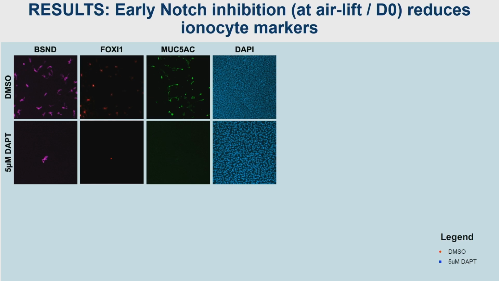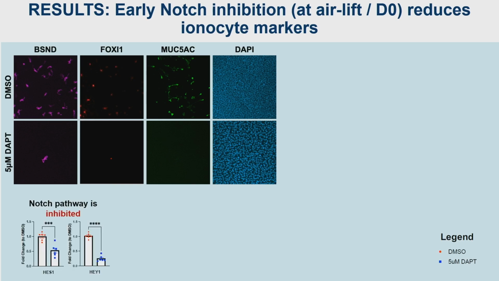Starting with the early inhibition, this is similar to what has been shown in the literature, that if you inhibit Notch signaling at the beginning of a differentiation, you see a reduction in ionocyte markers. So that's the punchline, right? BSND expression is down, FOXI1 expression is down, and as expected, the MUC5AC or goblet cell expression is down as well.